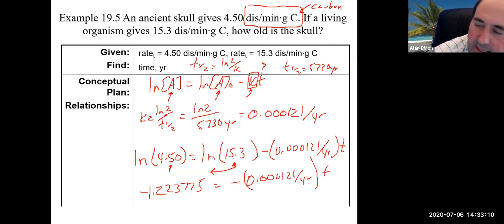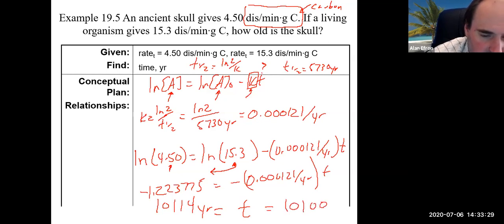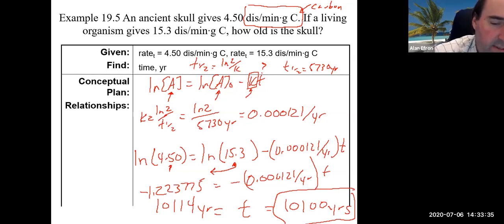I'm going to divide that to the other side, the 0.000121. And that is going to give me a time that is 10114 years and probably about 3 significant figures maybe. So 10100 years. So that is 10,000 years old. Kind of makes sense, I suppose. I guess that's ancient for sure.